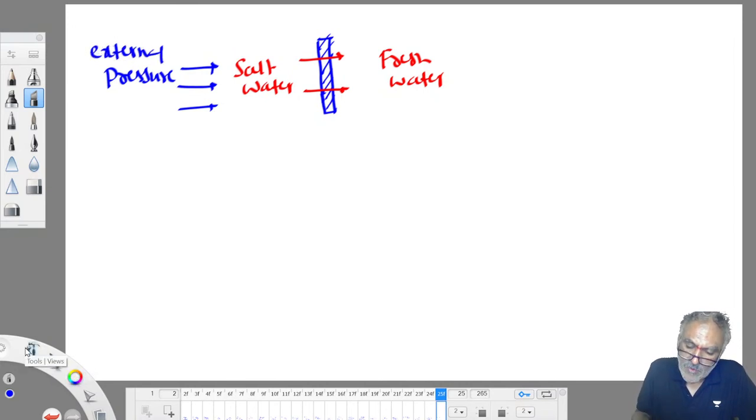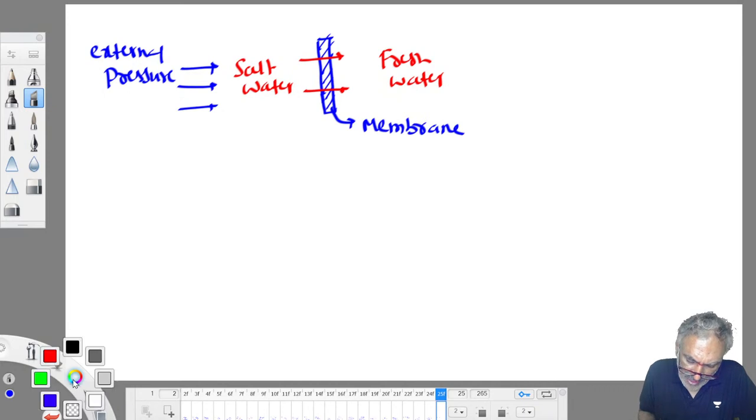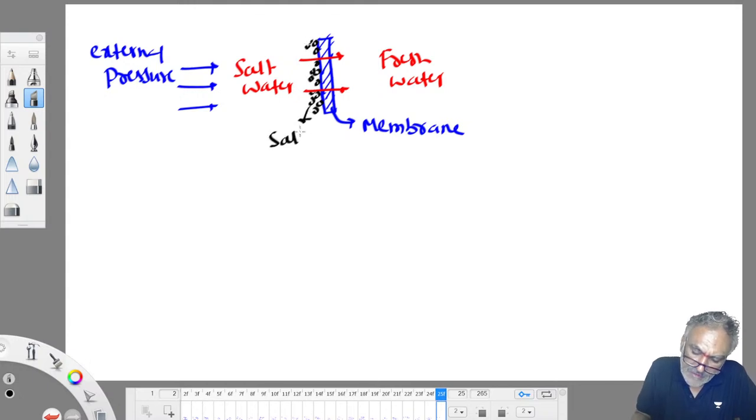Salt water starts passing through the membrane. The membrane doesn't allow salt particles along with water, so salt particles are retained on one side of the membrane. Salt free water reaches the other side of the membrane. That's how separation happens. This is called the membrane separation process.